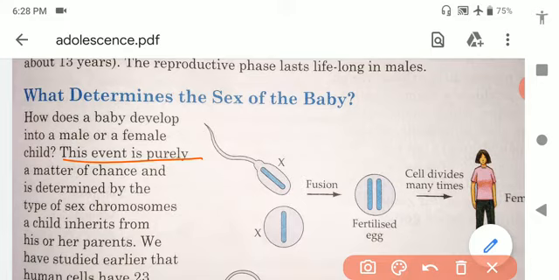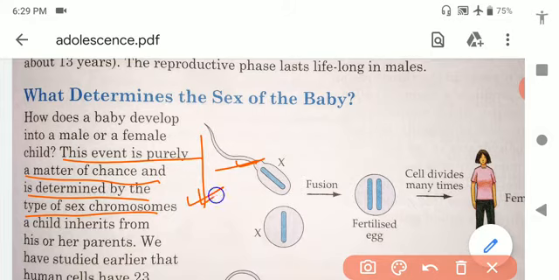So if Y containing sperm fuse with the ovum, it causes the birth of a male child. So let's study. This event is purely a matter of chance and is determined by the type of the sex chromosome. Understood? So what are the different sex chromosomes found in the male?